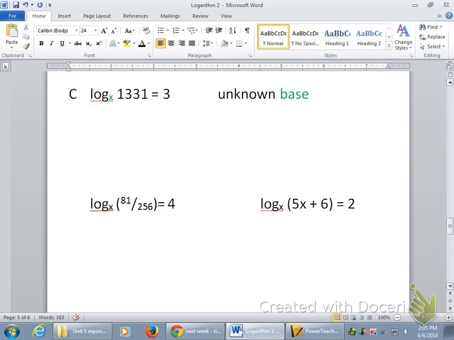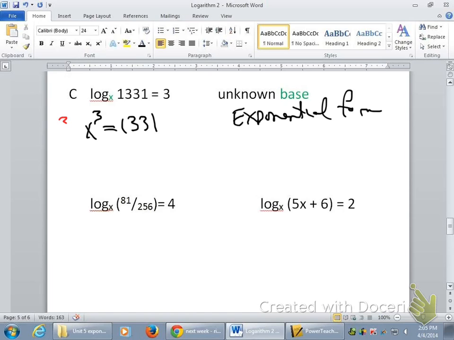Now we're in a situation where we don't know the base. Writing it in exponential form worked in the last two situations. Let's try it again. So let's rewrite it in exponential form. That's x to the 3rd equals 1331. And do you recognize now that this is not a new problem at all? How do you get x by itself? Take the 3rd root. So I'm going to do this problem two different ways. But I'm going to take the 3rd root of both sides.